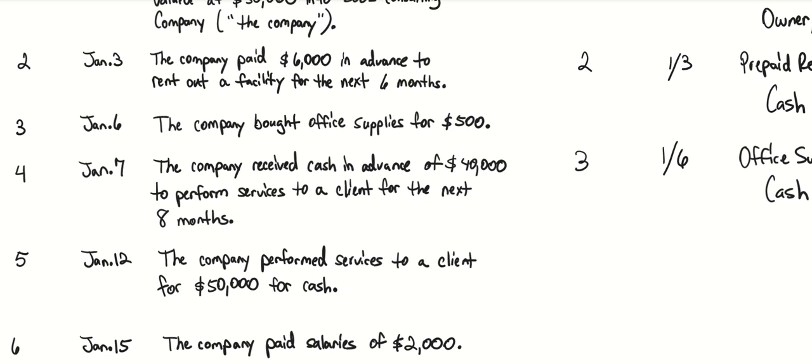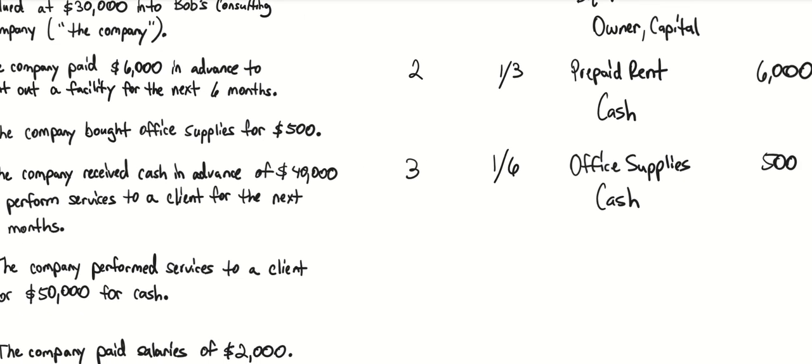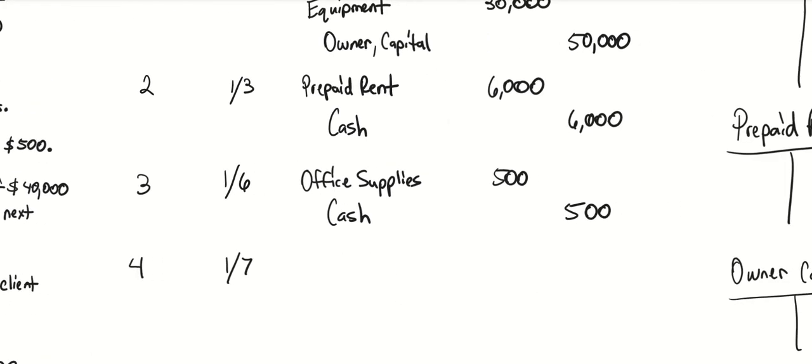All right, transaction number 4 occurred on January 7th. The company received cash in advance of $40,000 to perform services for a client for the next 8 months. Okay, so this will be transaction 4, date is January 7th. So this is going to be pretty much the opposite of this prepaid rent scenario here.